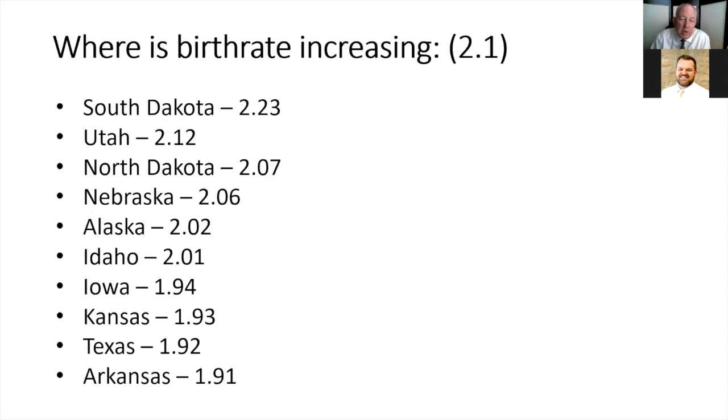Now, as I mentioned, South Dakota and Utah are the highest. Remember, that's 2.1, 2.23, 2.12 children per woman. Now, Nebraska, Alaska, Idaho, Iowa, Kansas, Texas, Arkansas, they're so close to the cusp of 1.9 that they're not really going to have a problem, because almost all of them are going to have either in-country migration or foreign country migration that will tend to raise it up to above that replacement rate. So in that way, a state like Arkansas, particularly in the Northwest section, is showing growth.